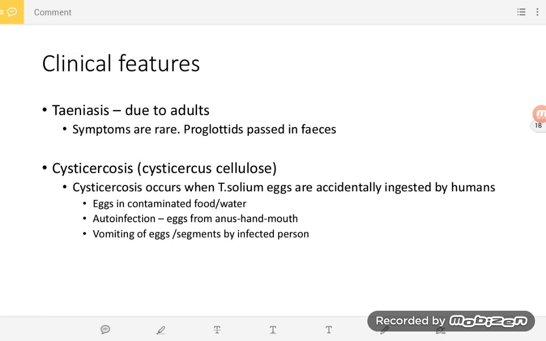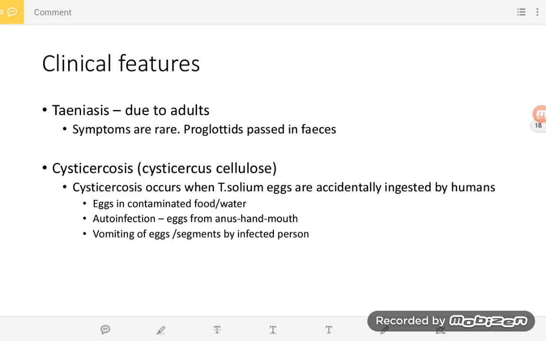Right, clinical features. Teniasis is due to adult worms. Symptoms are rare. Actually, infected persons are not showing any specific symptoms. Proglottids pass in the stool. So even if they don't have any symptoms, the patient will pass the proglottids. But cysticercosis is due to Cysticercus cellulosae larvae. Cysticercosis occurs when the Taenia solium eggs are accidentally ingested by the human. So humans accidentally take the eggs of Taenia solium.